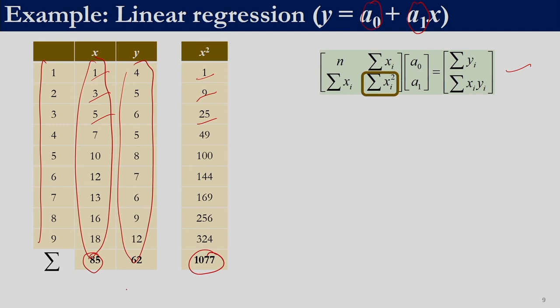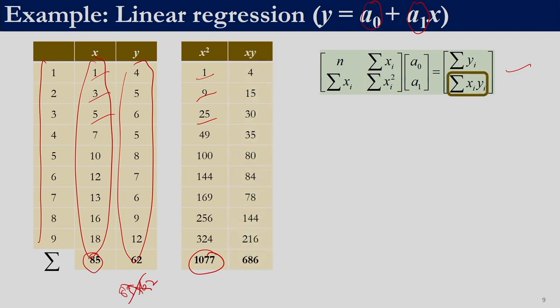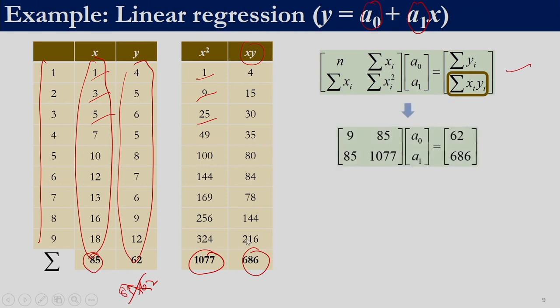Similarly, for xi yi, it is not 85 into 62. Every element of x has to be multiplied with the corresponding element of y. For example, 1 into 4, 3 into 5, 5 into 6, 7 into 5, 10 into 8, 12 into 7, right? The summation of xy is 686. If you plug in all those values, we have two equations in two unknowns, which you know how to solve. If we calculate, the value of a naught is 3.43 and a1 is 0.37.